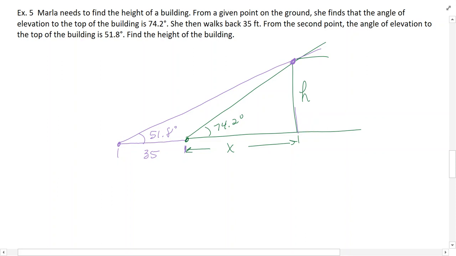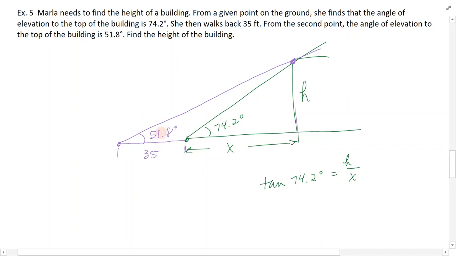Anytime we have this case where I have an angle, an adjacent side, and I'm looking for an opposite side, then we are going to be using tangent. So I have two different equations that I can set up here. The first equation, let's look at the green triangle. In this green triangle, we can say the tangent of 74.2 degrees would be equal to opposite over adjacent, right? So that's equal to the height of the building over this distance x.